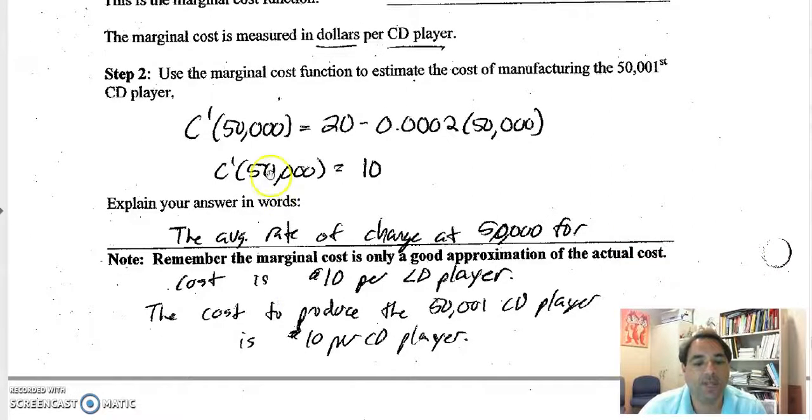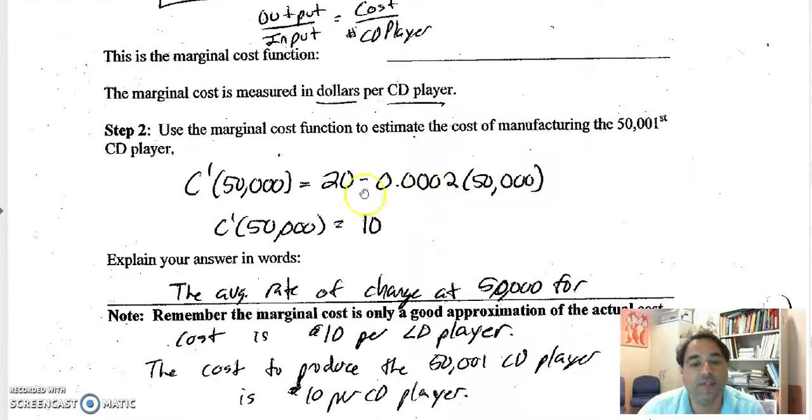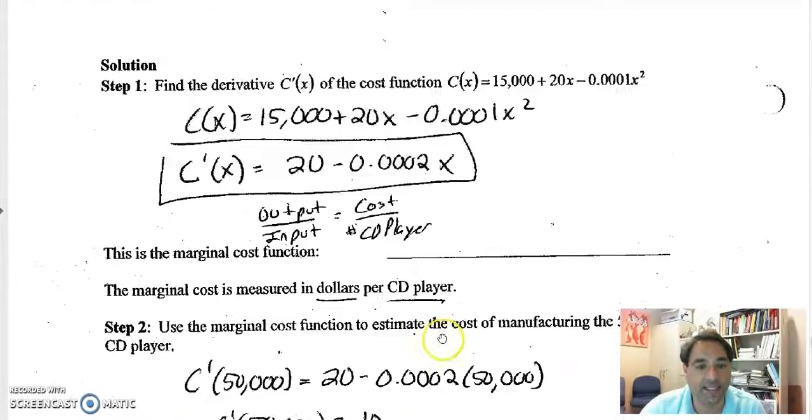So, if I plug 50,000 into the derivative, you get 10. So the average rate of change for 50,000 CD players would be $10 per CD player. Remember, it's output over input, cost per CD player. So if I produced 50,000 CD players, the next one would be $10. Now I can check all this in the calculator.